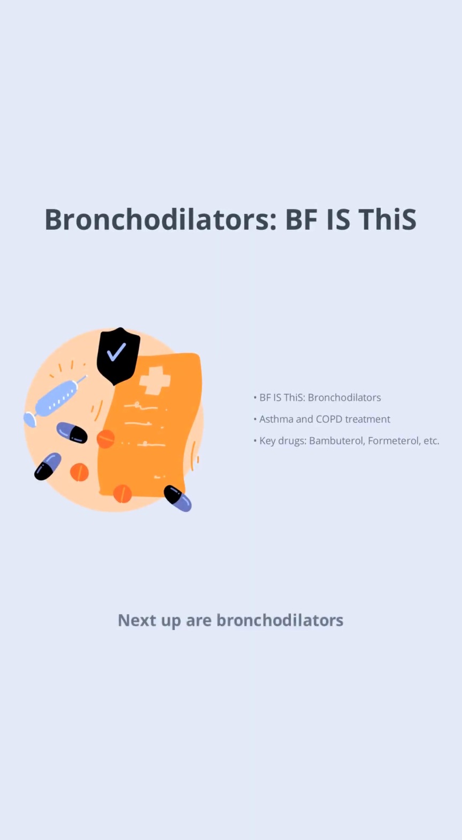Next up are bronchodilators, which help open up the airways in conditions like asthma. The mnemonic is BF is thias. Each letter represents a drug: B for benbuterol, F for formoterol, I for isoprenaline, S for salmeterol, T for terbutaline, and S for salbutamol. These drugs are vital in respiratory medicine, providing relief from bronchospasm and improving breathing. Remembering BF is thias ensures you never miss a key bronchodilator during your studies or in clinical scenarios.